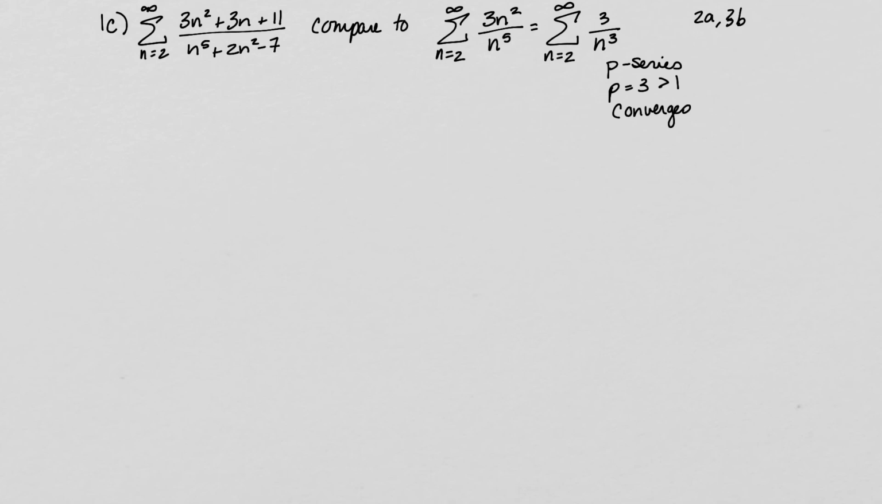So if I try the limit comparison test, we're going to look at the limit as n approaches infinity of 3n squared plus 3n plus 11 over n to the 5th plus 2n squared minus 7. So that's my original series divided by what we were comparing it to, the 3 over n cubed. Does that make sense so far?